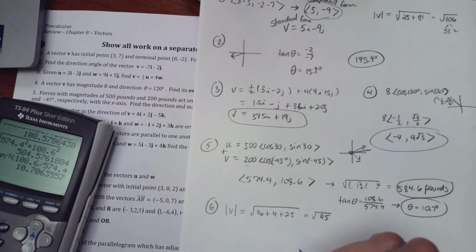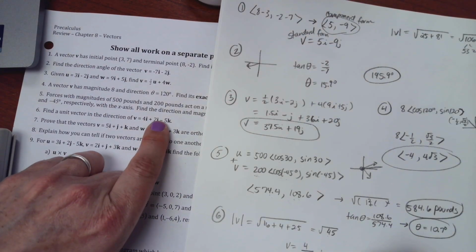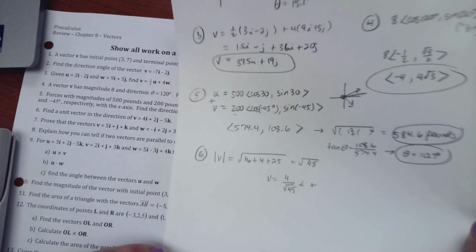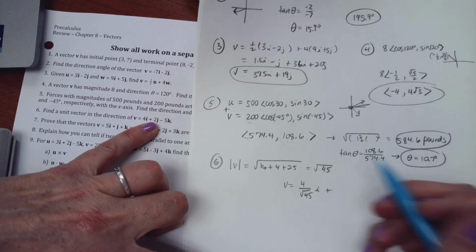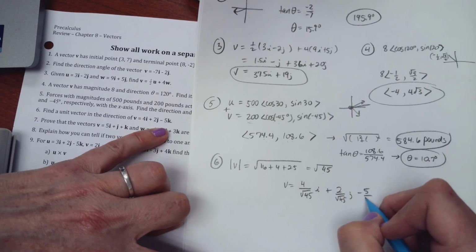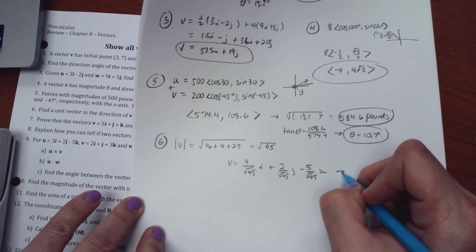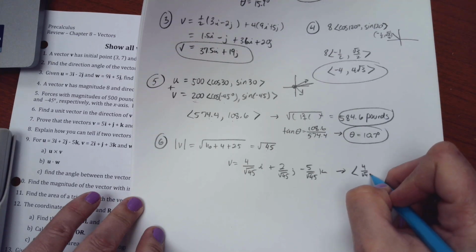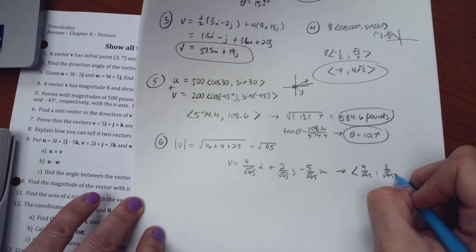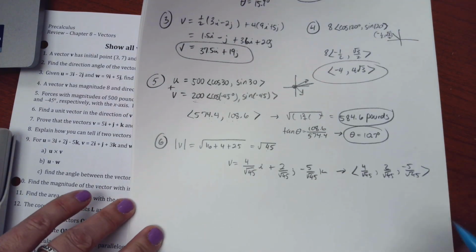You don't have to. But my unit vector is going to be 4 over radical 45 i plus, I'm just taking the original vector and dividing it by this radical 45. So plus, then we've got 2 over radical 45 j minus 5 over radical 45 k. Okay, or you could write it in component form. It doesn't really say, so you could write it like this: 4 over radical 45, 2 over radical 45, and negative 5 over radical 45. And this can be done with 2D or 3D vectors like this.